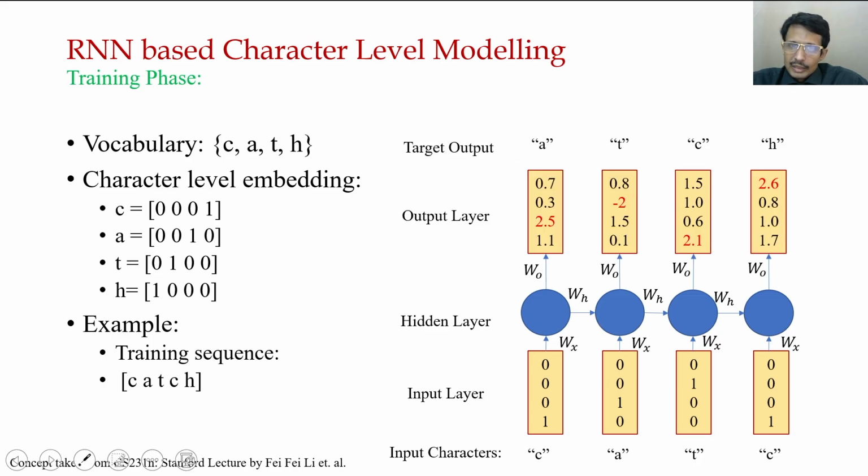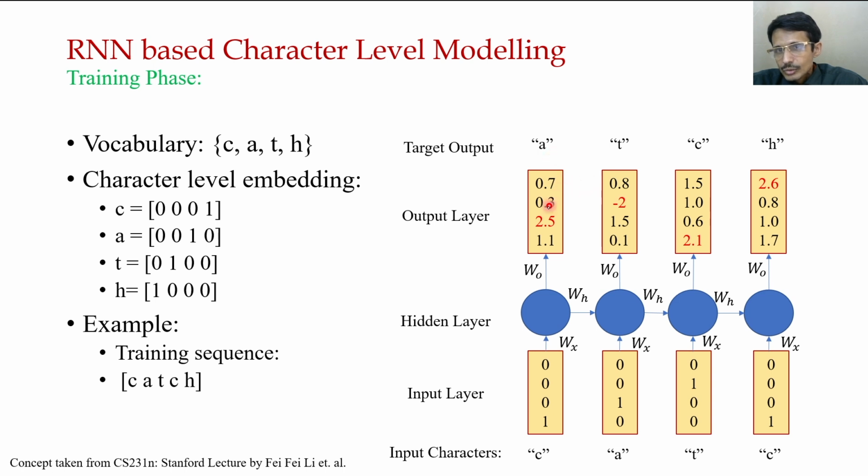Next, the output layer. Now here is the main catch. This is the input, so the input character is this. What will be the target output? So how does this model actually learn? What is the target for the next character? Given that the input is C, what will be the next character? So the next character should be A. So the target output is A.